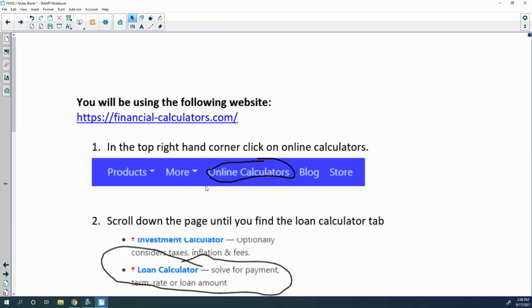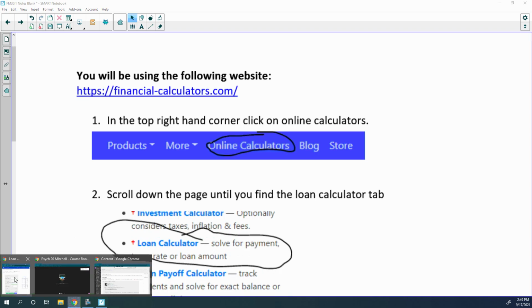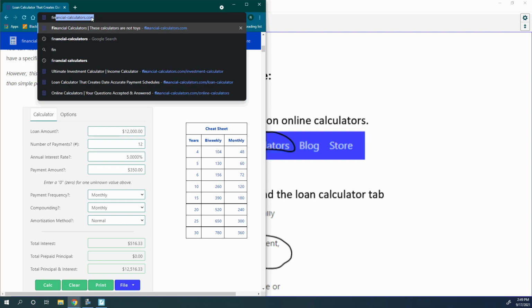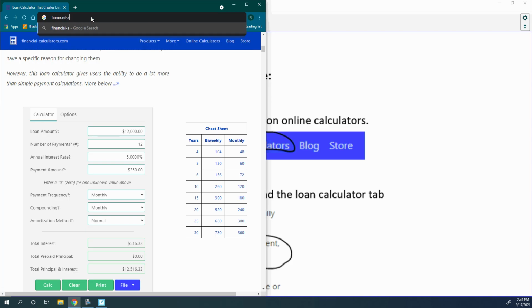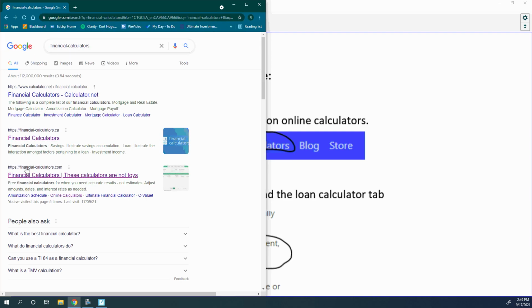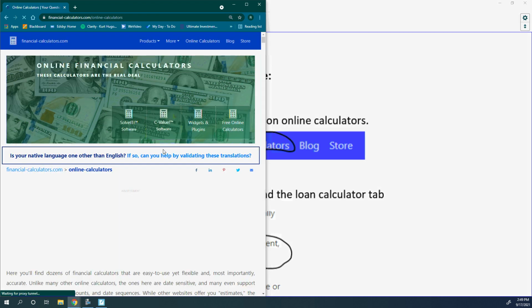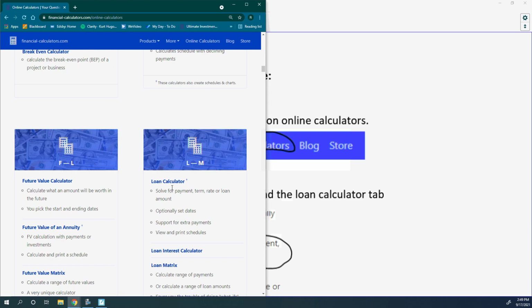For this section, we are going to be using the same website, financialcalculators.com, but instead of using the investment calculator, we're going to use the loan calculator. I already have mine up, but I will show you again how to get it. You can Google financial-calculators, and make sure you go to financial-calculators.com. Click on your online calculators. This time when you scroll down, you're looking for loan calculator, which would be at the top of the L's.